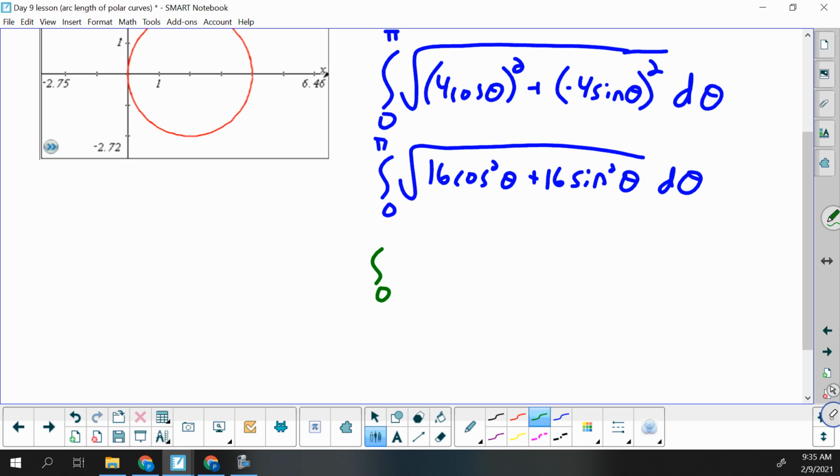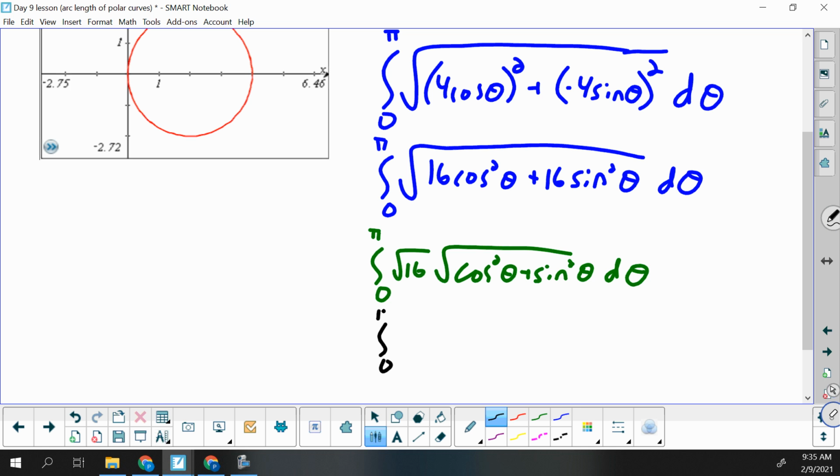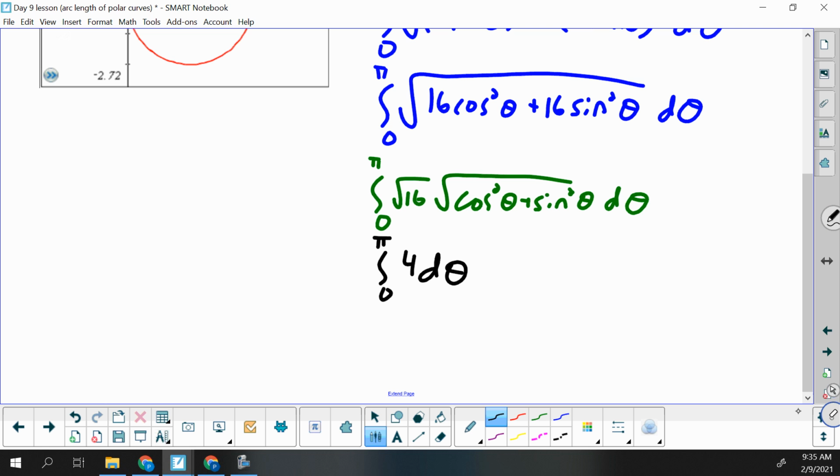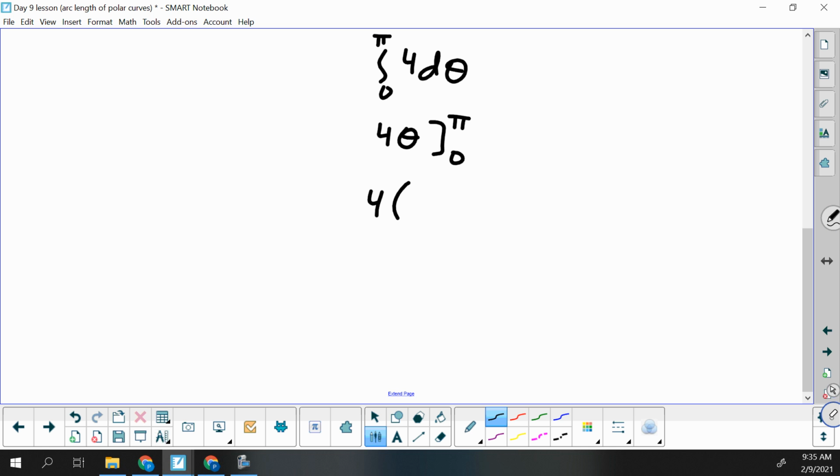We can split this into the square root of 16 times the square root of cos squared theta plus sine squared theta d theta. Well, cos squared theta plus sine squared theta is just 1. The square root of 16 is 4. So we just have 4 d theta, really. So our antiderivative would be 4 theta, evaluated from 0 to pi. When we sub in, we'll have pi minus 0, so we get 4 pi.